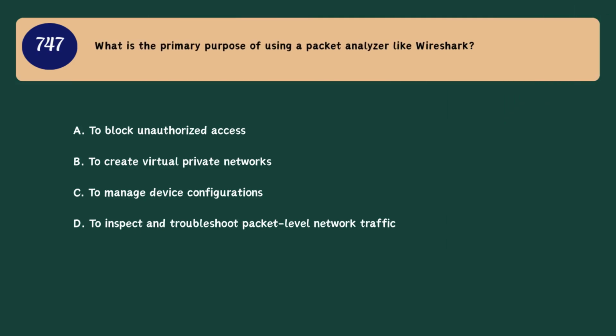Question 747. What is the primary purpose of using a packet analyzer like Wireshark? A. To block unauthorized access. B. To create virtual private networks. C. To manage device configurations. D. To inspect and troubleshoot packet-level network traffic.